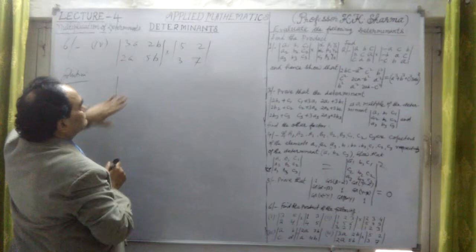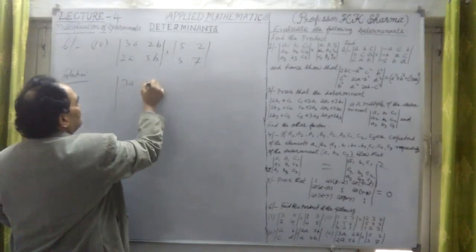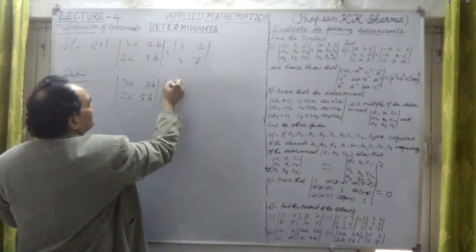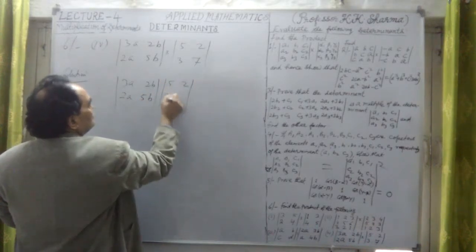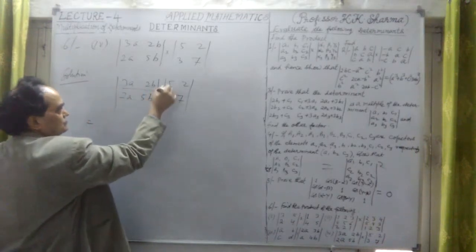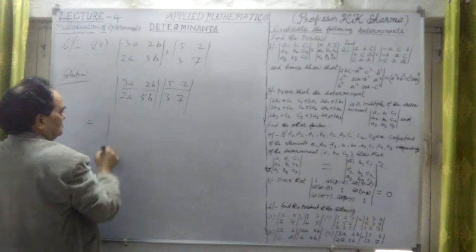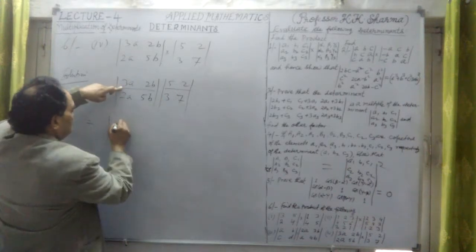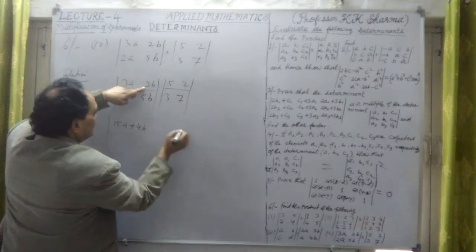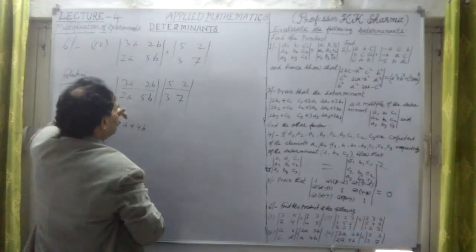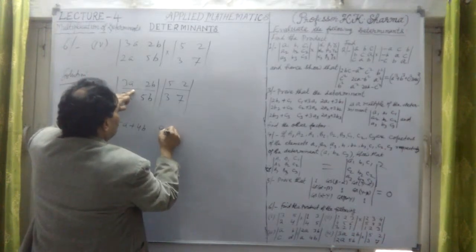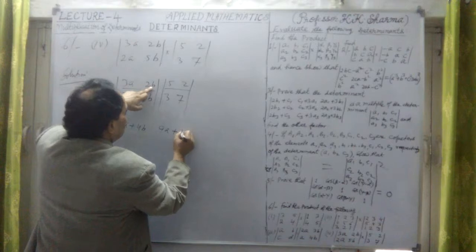So let me write here 3a, 2b, this is twice a, 5b, and this is 5 and 2, 3 and 7. Let me take multiplication. First row multiplied by first row, and second row: element 3a into 5 is 15a, plus 2b into 2 is 4b. Now the second element, first row, second row: 3a into 3 is 9a, 2b into 7 is 14b.